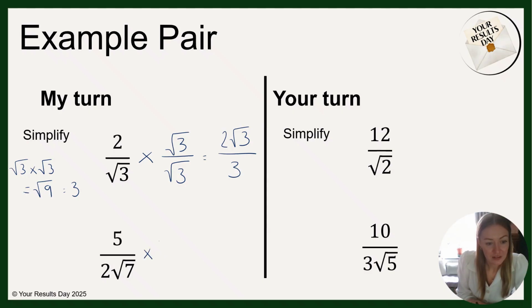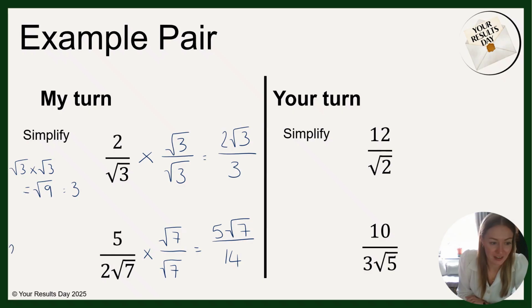With this one, same process. You don't have to times by the whole denominator. You can, it will just mean you've got to simplify your answer, but you can just multiply by the surd part. So 5 times root 7 is 5 root 7. 2 root 7 times root 7 is 2 root 49, but we know root 49 is just 7, so it's essentially just the same as doing 2 times 7, which is 14.